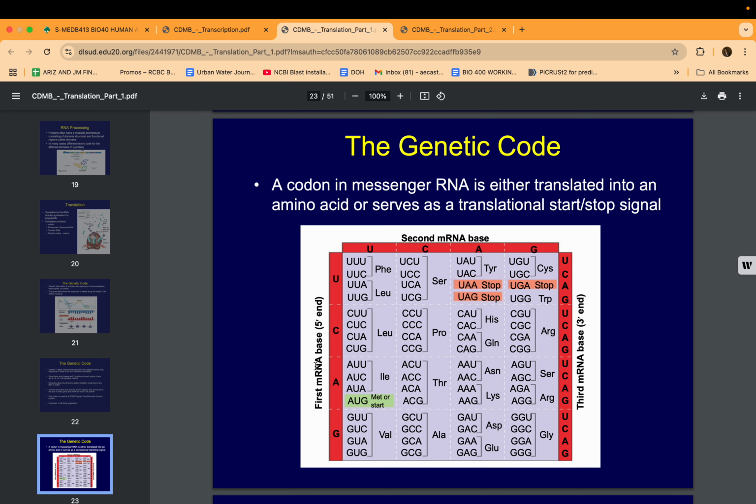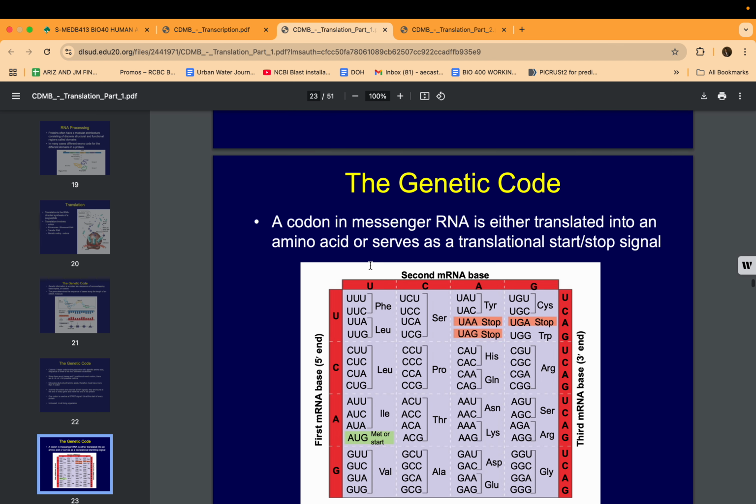So we have the first mRNA base on this side, the second mRNA base on top, and then the third mRNA base. Specific three-letter combinations of the different RNA bases correspond to a specific amino acid. Our start codon is AUG, methionine, and our stop codons, take note, are UAA, UAG, and UGA.